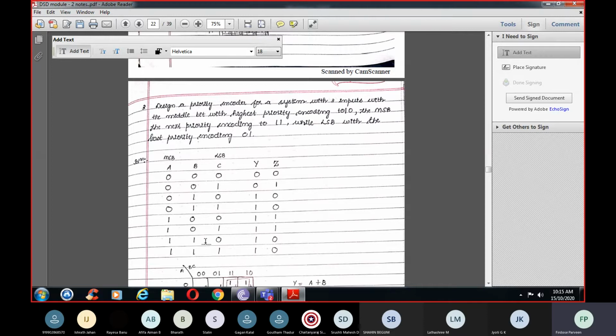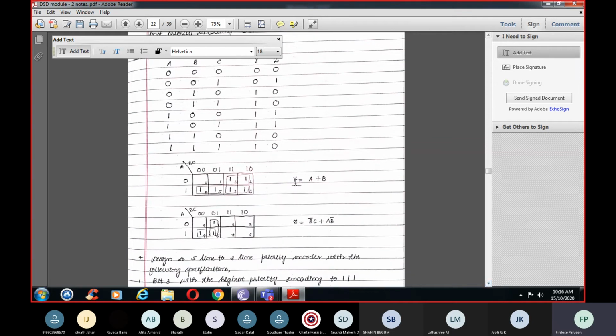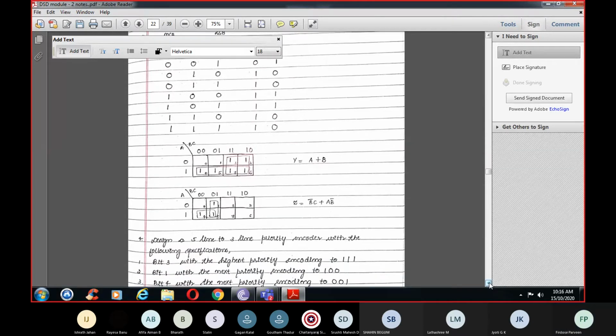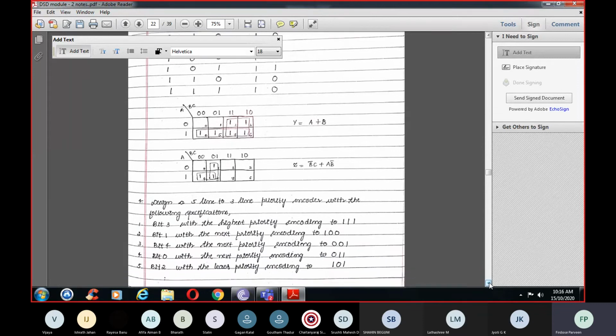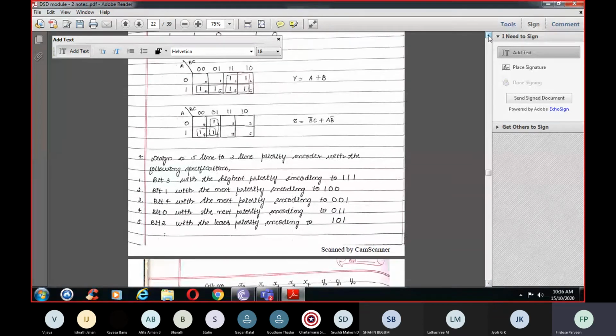Next, you have to write the K-map for Y, and the K-map for Z, get the expressions, and design, as they have told. Whenever the word design is there, you have to draw the circuit. So now Y is equal to A plus B, after writing the K-map and the expression, and Z is what you have got. So you have to design the circuit for this. It is not given here. Take it as an assignment and do it.